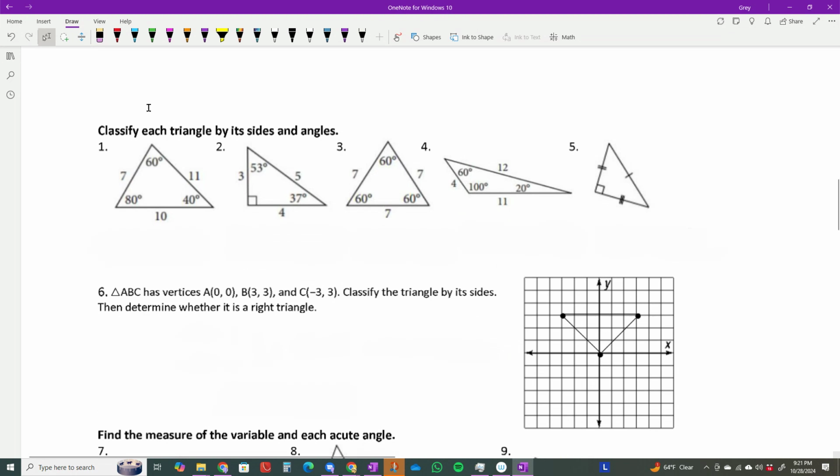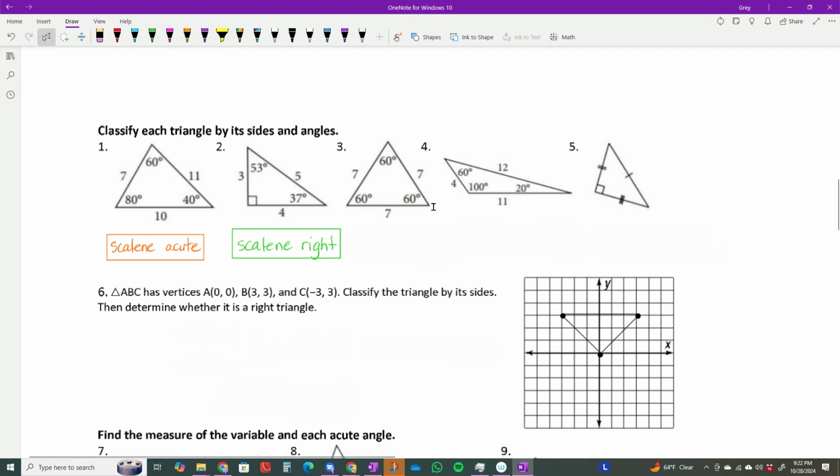All right, so classify each triangle by its sides and angles. By its sides, none of them are equal. Angles, they're all acute, because acute means it's less than 90 degrees. So this is a scalene acute triangle. Number 2, by its sides, I see this symbol here that tells me the lines are perpendicular, so you know that means it's a 90-degree angle. So it's a right triangle, and you can tell by the fact that it's 3, 4, and 5 that none of them are the same length. So it is again a scalene, but this time it is a right triangle.